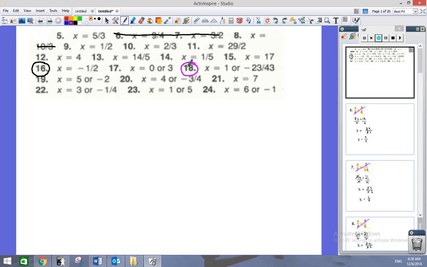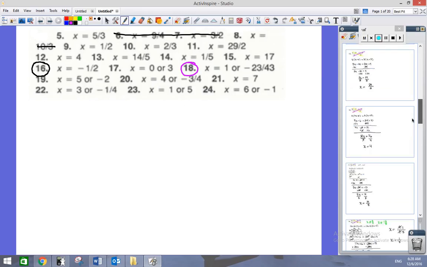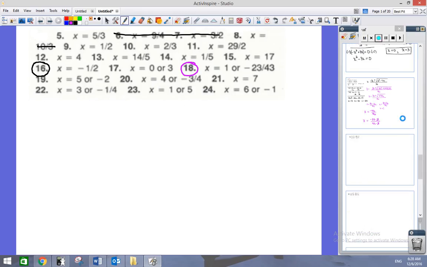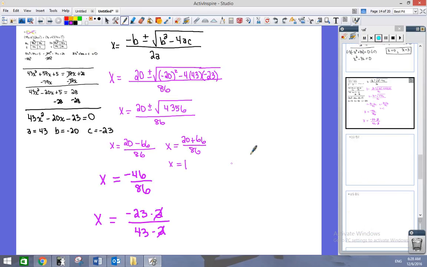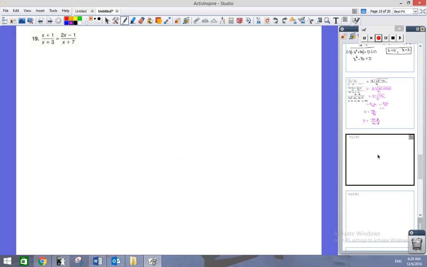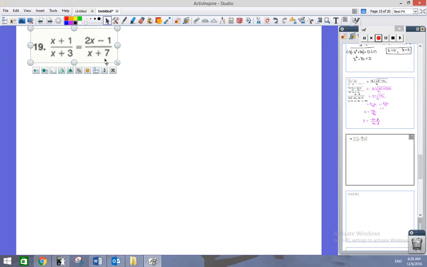Yeah, here it is, 18.1 or negative 23 over 43, which is what we got. Yeah, all right. So let's move on. Let's take the cross product, make this a little bit bigger.